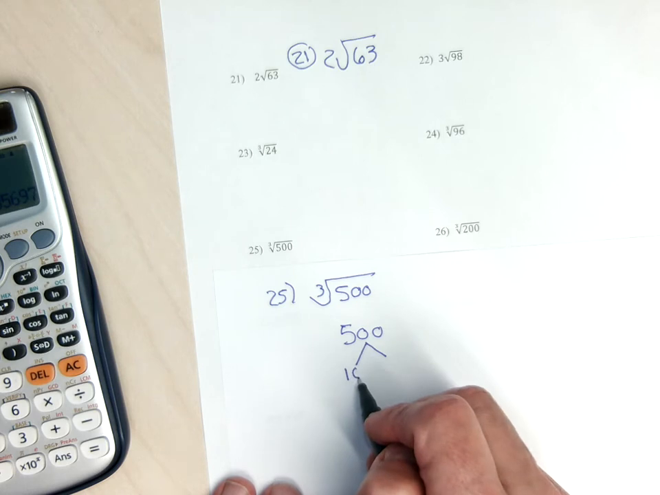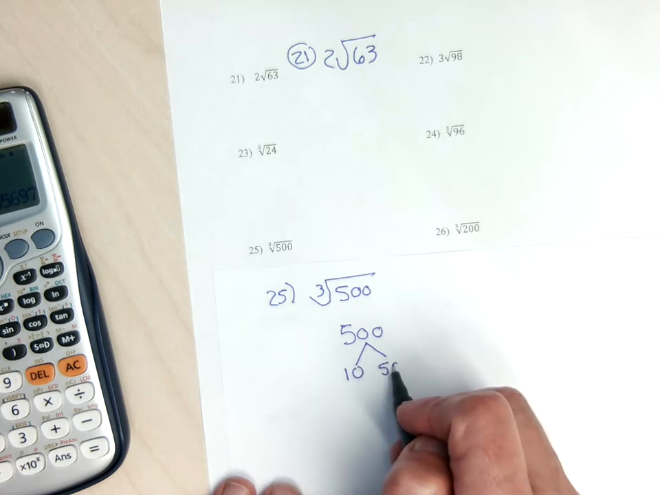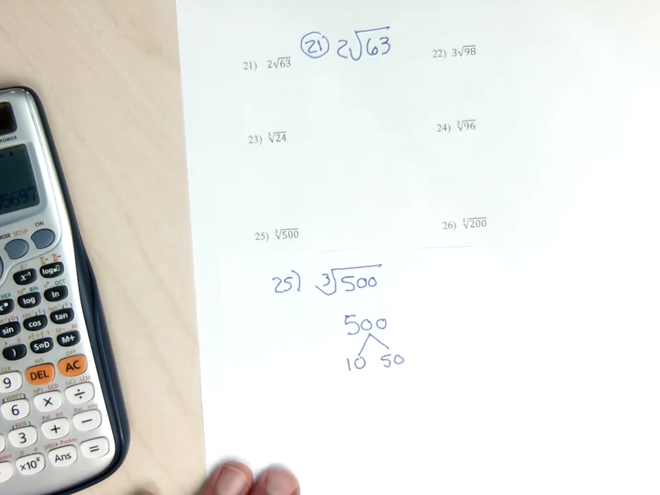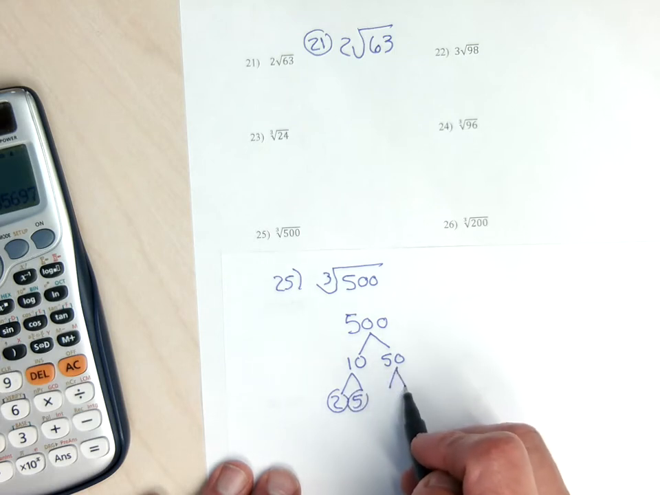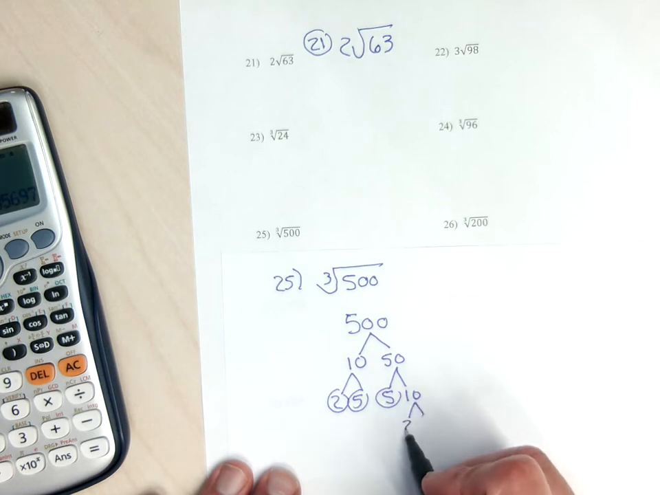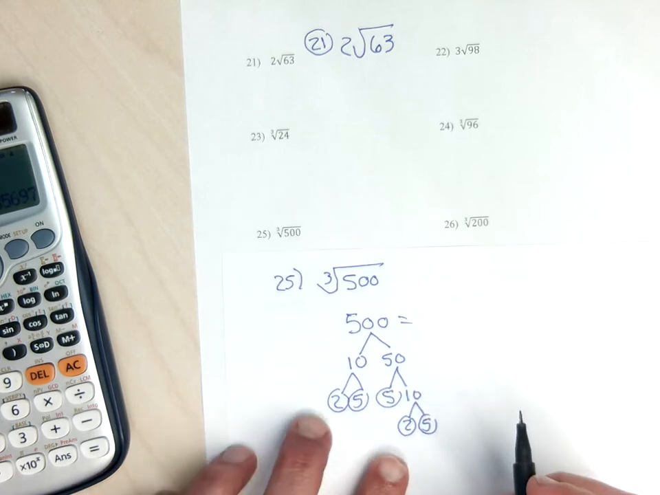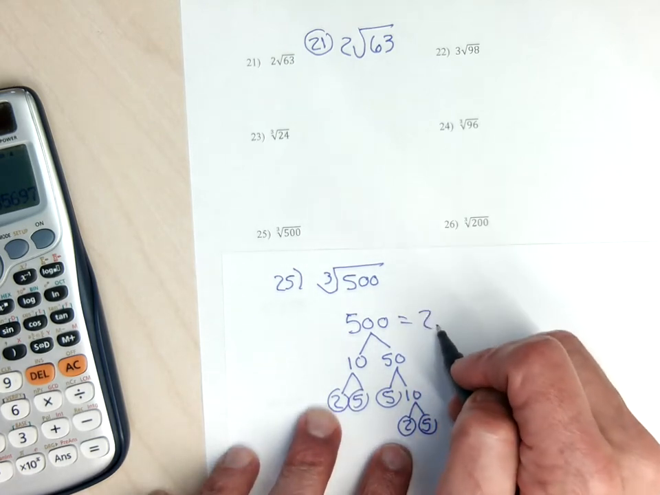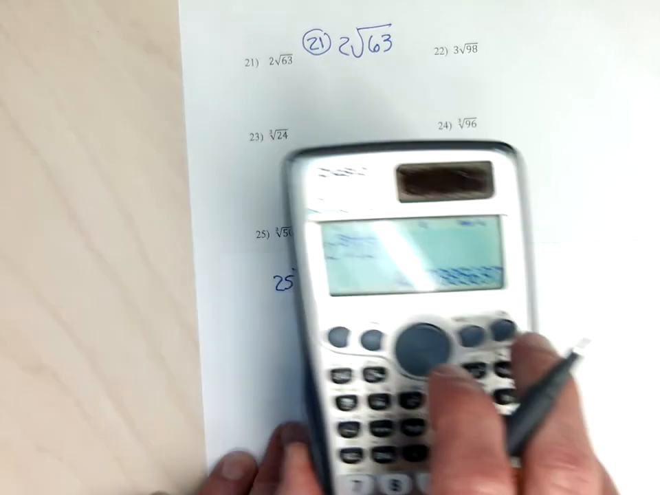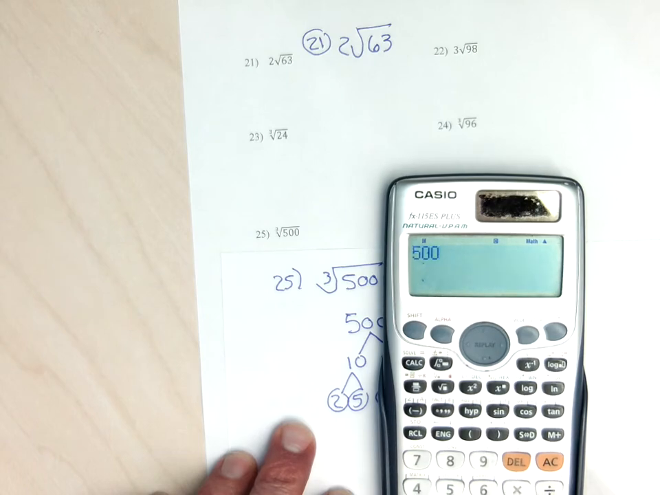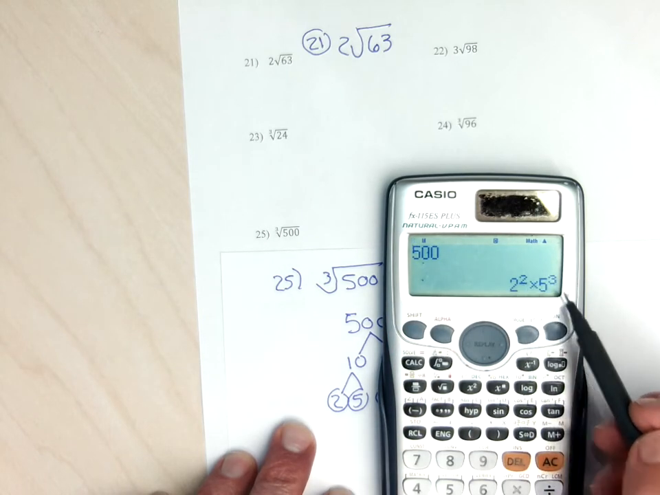500 is 2 times 250. It's 10 times 50. Prime factor trees are a nuisance to do by hand. 10 is 2 times 5. 50 is 5 times 10. 10 is 2 times 5. So the prime factoring for 500 is 2 times 2 times 5 times 5 times 5. Again, way better to just invest in this calculator. It says it's 2 2s and 3 5s.